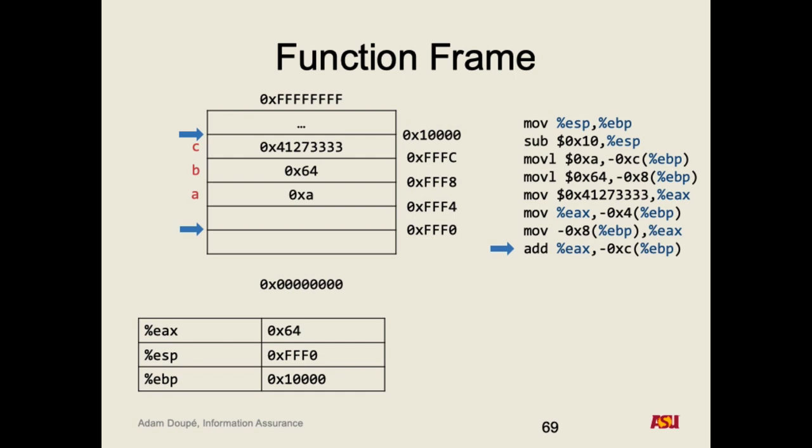So we'll move EBP minus 8, just EBP 4864 into EAX. We see the EAX value change. And then we will add EAX to EBP minus C. EBP minus C is here, the A variable, and it will get the value of 6E.